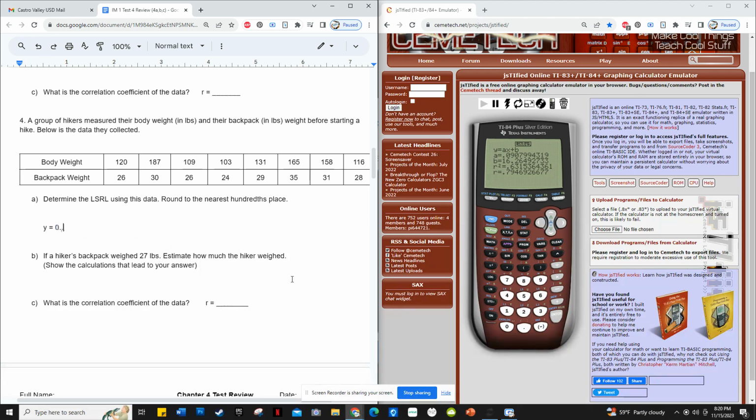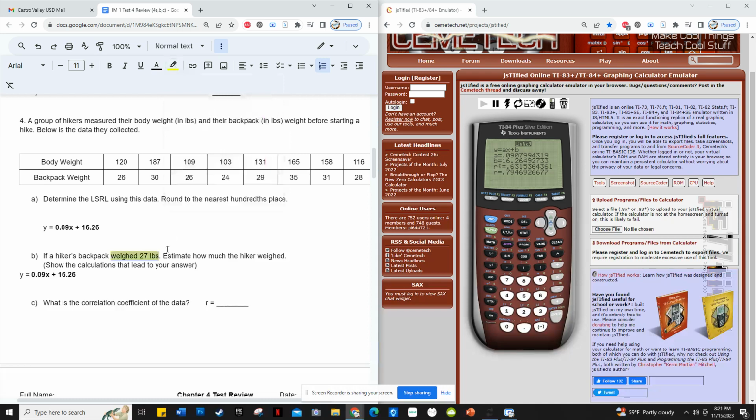So it's going to be 0.09x plus 16.26 when I round to the nearest 2 decimal places. For letter B, I'm going to copy down that equation one more time, but this time I am going to make a prediction when the backpack weighed 27 pounds.